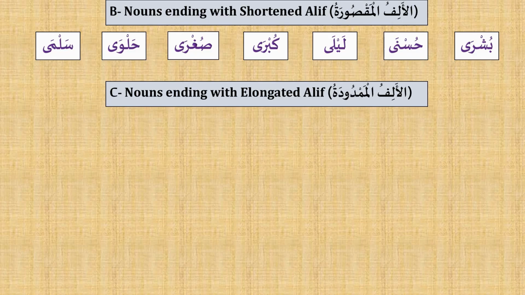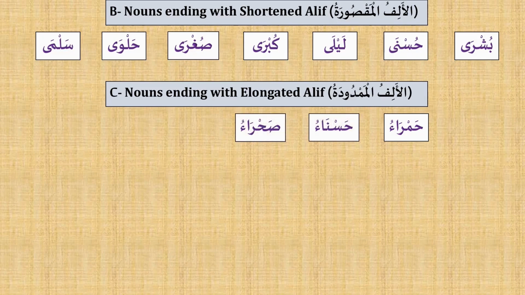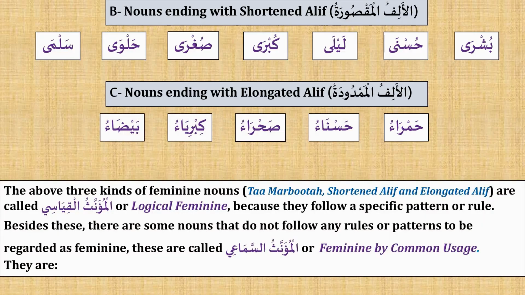The third one is nouns ending with elongated alif. Alif al-mamduda, elongated alif. Examples: Hamra'u, Hasna'u, Sahra'u, Kibriya'u, and Bayda'u. The above three kinds of feminine nouns, ta marbuta, shortened alif, and elongated alif, are called al-Muannath al-Qiyasi, or logical feminine, because they follow a specific pattern or rule.